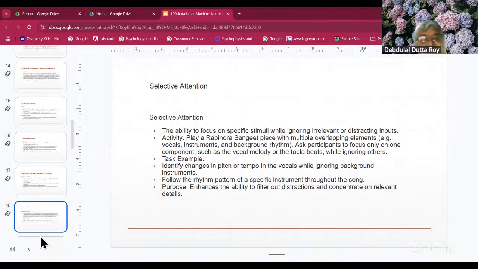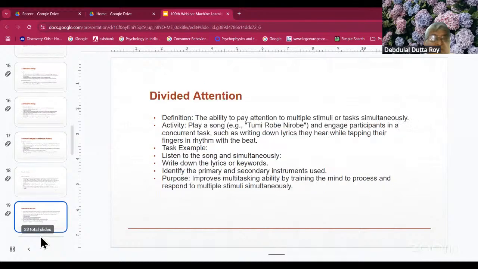The purpose is to enhance the ability to filter out distractions and concentrate on relevant details. Now, this training is very, very important for the client who is suffering from some attention problem.